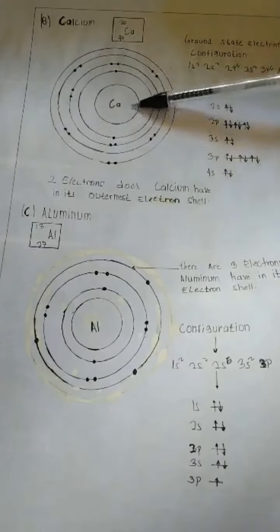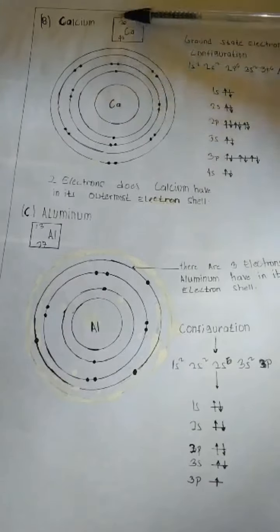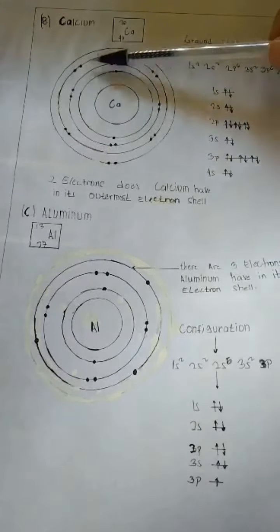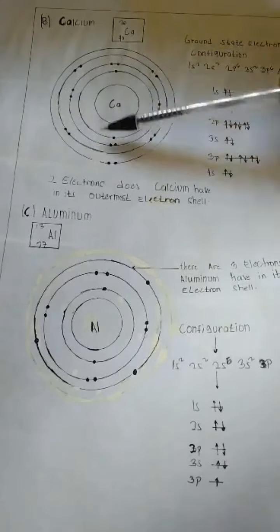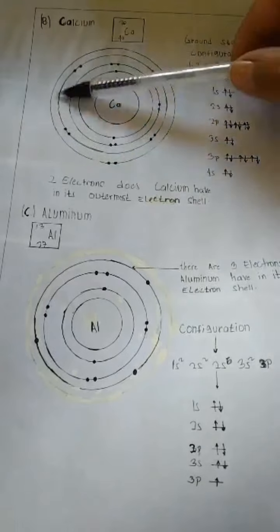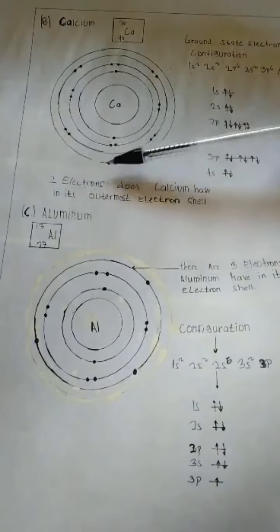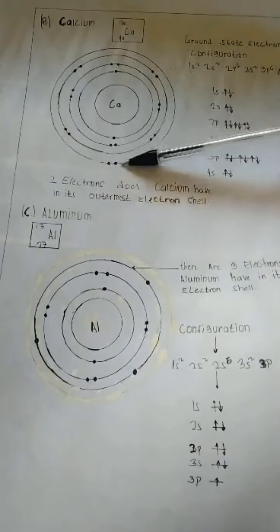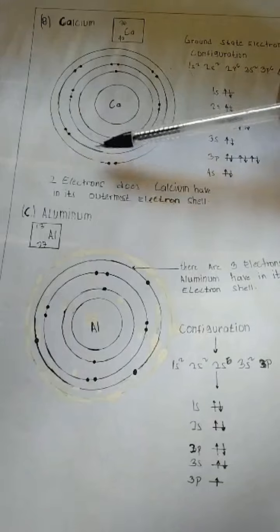Because the atomic number of calcium is 20, we need to draw the third ring. The third ring is the same as the second ring, containing 8 electrons only. And the fourth ring contains 2 electrons. So the outermost electron shell of calcium has 2 electrons.